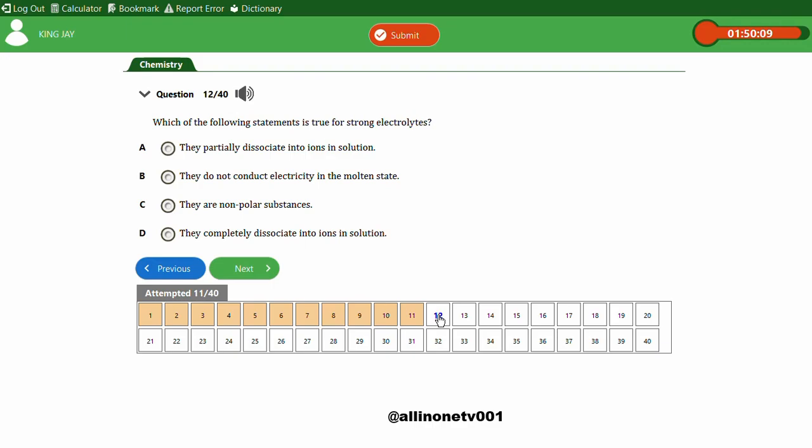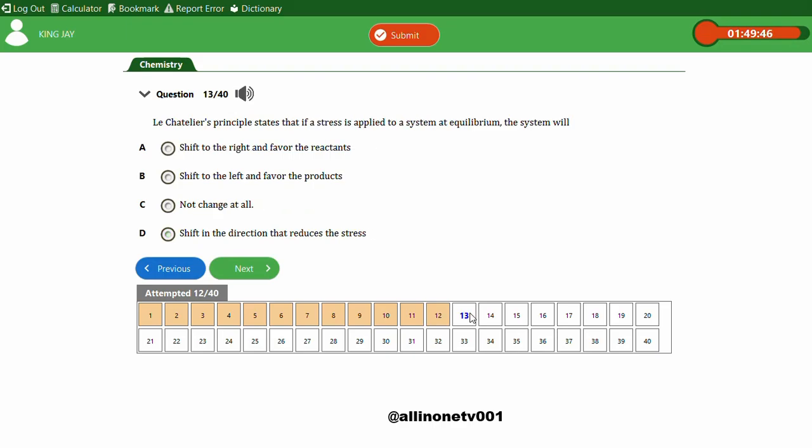A, they partially dissociate into ions in solution. B, they do not conduct electricity in molten state. C, they are non-polar substances. D, they completely dissociate into ions in solution. The answer is D. So my time is running out and I have to finish this question before calling off this video. So question 13.